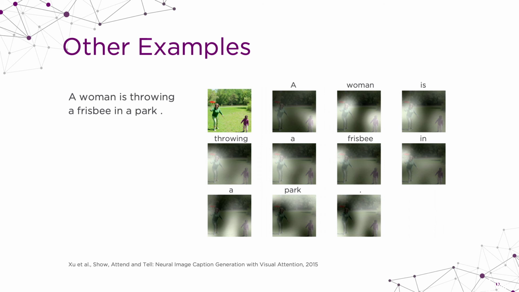So here we are producing the word woman. And you see that the attention is really looking at the human figure here. It's a little bit looking at the child as well, but you get the idea. And while we move towards the frisbee, you can see that when it's time to produce the word frisbee, it is looking at the object, at the frisbee. So it is, again, doing the right thing. And while we move towards the word park, you see that now attention is looking at the background. So again, it is doing the right thing.